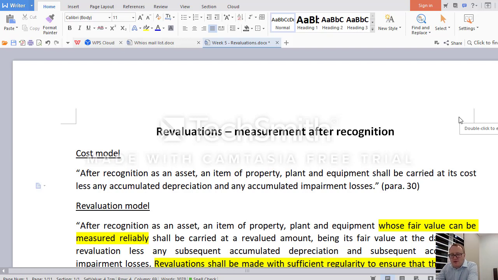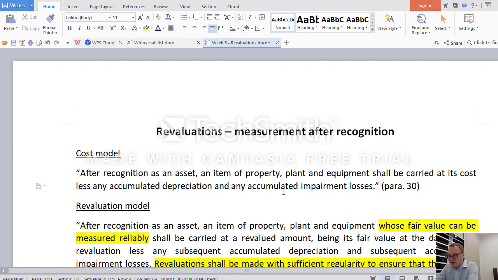If you follow the cost model, after recognition of the non-current asset, you carry it at historical cost and perform depreciation every year, and the historical cost will be reduced by the value of accumulated depreciation. And that's it.